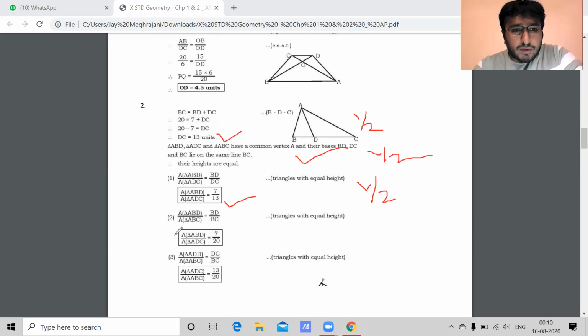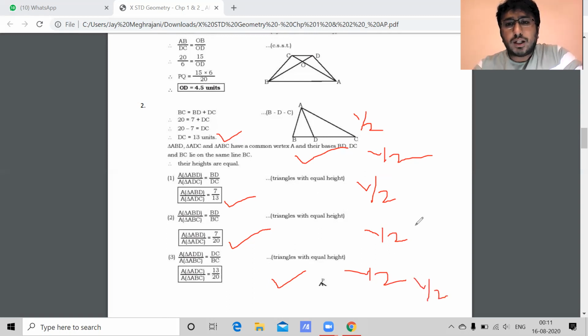Okay. Area of triangle ABC upon area of triangle ADC will be BD upon BC, that is 7 upon 20. So you get another half marks for this. Area of triangle ADC upon area of triangle ABC is 13 upon 20. So you get another half marks for this. Okay. And students, if all your answers are correct with all the reasons, if you have written all the three reasons correctly, you'll be getting more half marks. So total this sum will give you 3 marks.